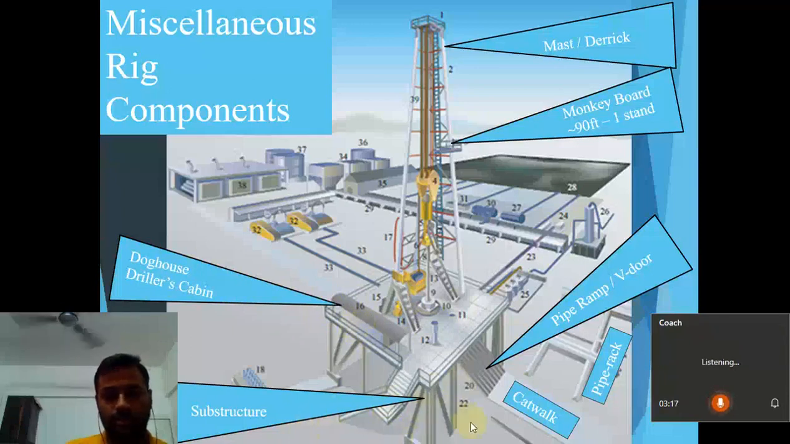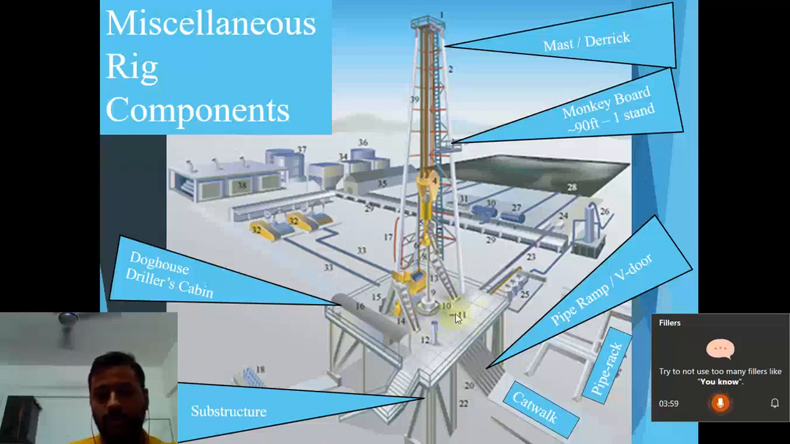Then this is the substructure, the legs of the rig on land. If it's offshore, it could continue to the seabed, or if it is floating, there may be some part of leg and other mechanisms like propellers. Then the whole main structure of the rig is called the mast or derrick. There are some basic differences. Then we come to the monkey board. It's at a height of 90 feet from the rotary table. As you know, the rotary table on the rig is the reference line for all our depth readings.